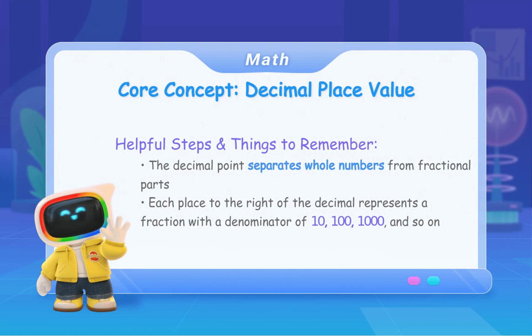First, the decimal point separates whole numbers from fractional parts. Second, each place to the right of the decimal represents a fraction with a denominator of 10, 100, 1000, and so on.